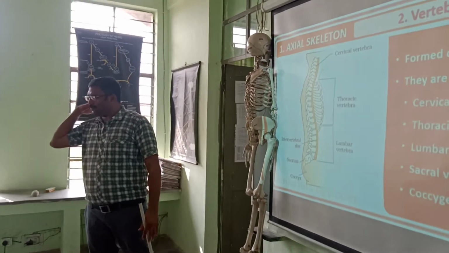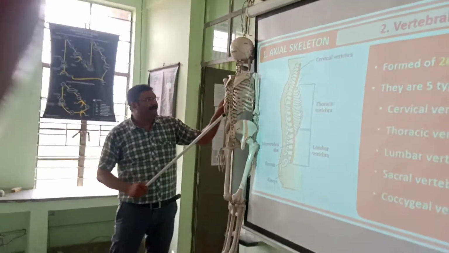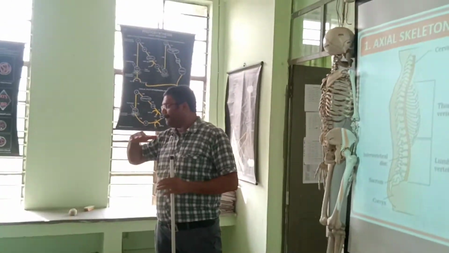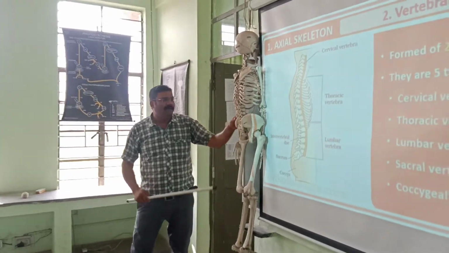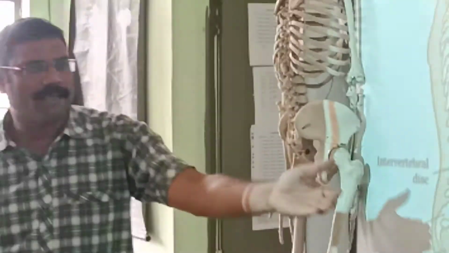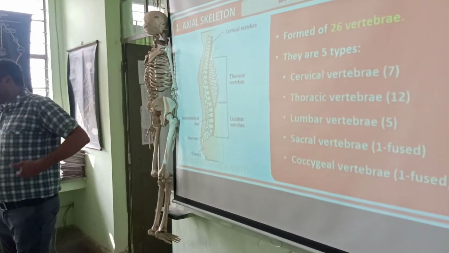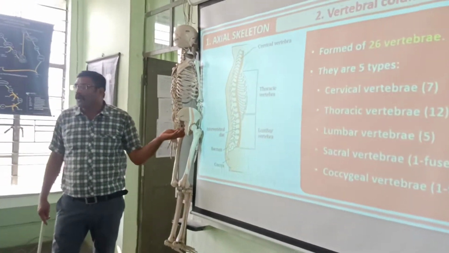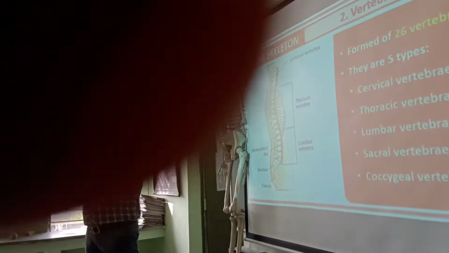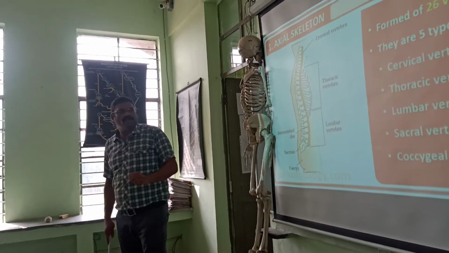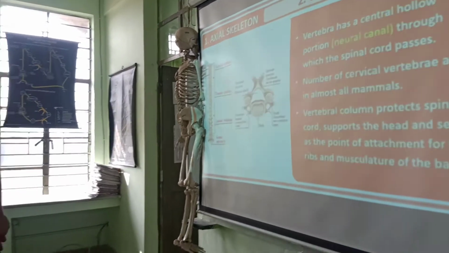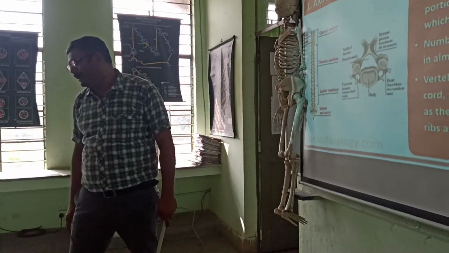This is present in the upper back. Then the next 5 are present parallel to the abdomen. Then the sacral and the coccygeal: sacral is present in the pelvic region, and coccygeal is present at the last part. So these are the 5 types of vertebrae present in the vertebral column of a human being.